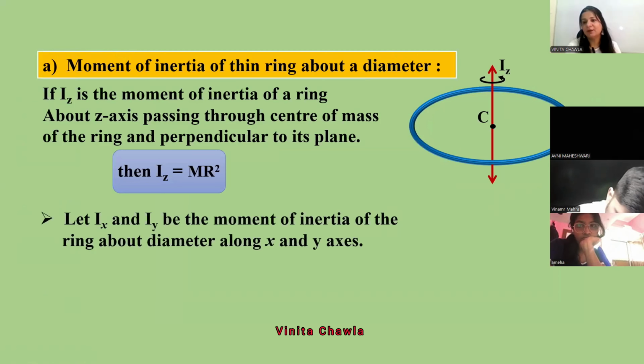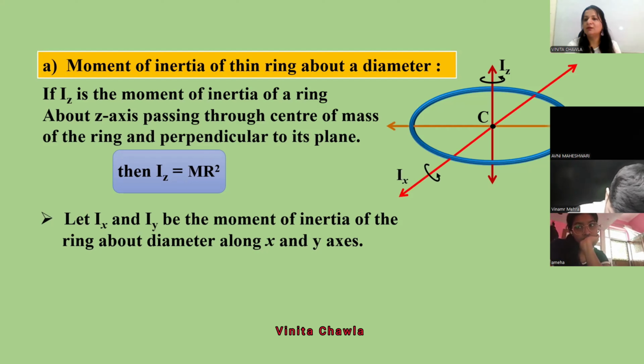Similarly, we can find the moment of inertia about any diameter. How many diameters do we have in a ring? How many diameters can we draw? We can draw n number of diameters, infinite diameters, as many as we want. So we are considering only the diameters which pass through the x and y axes. Two diameters only: one diameter is passing through the x axis and the other through the y axis. So these two diameters we are taking, and we are going to find the moment of inertia about these axes.